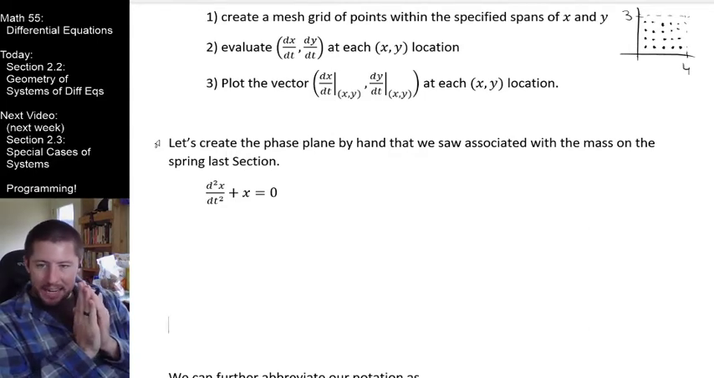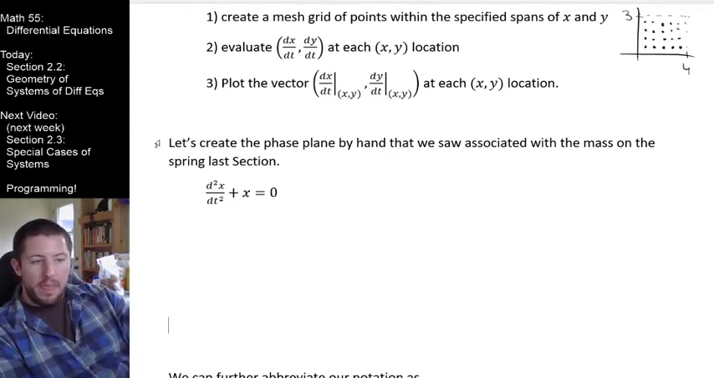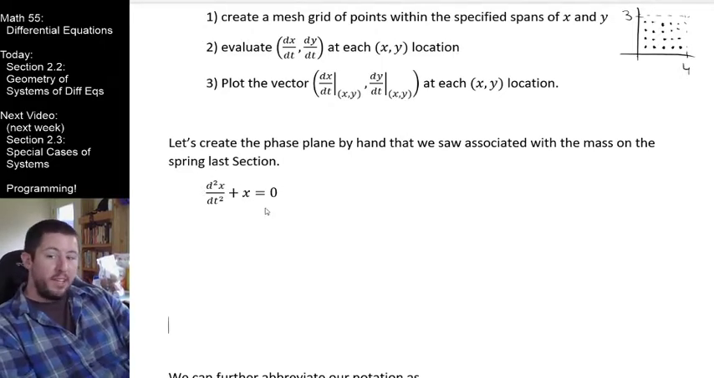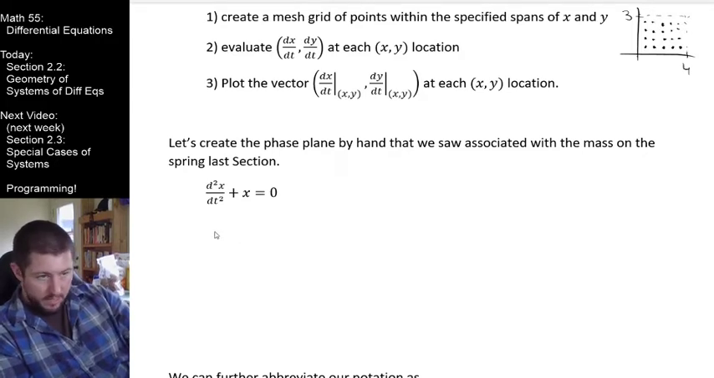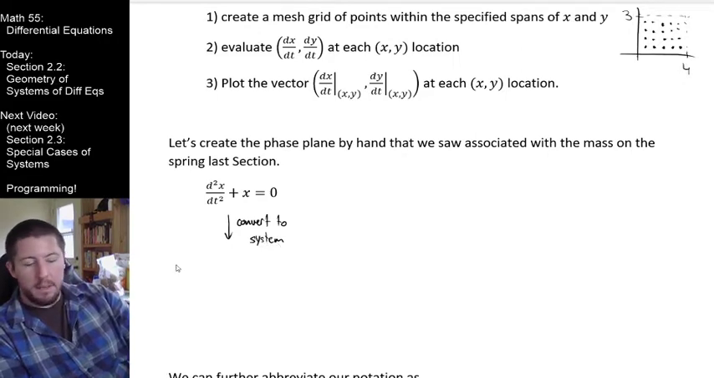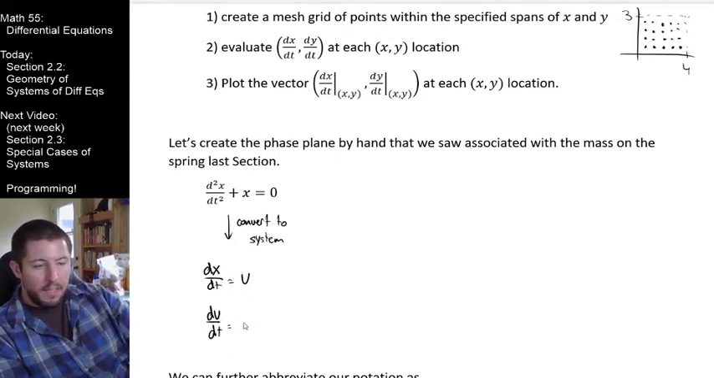That gave us this second order differential equation. Remember that we then said, it would be really nice if we could relate acceleration to position. And we said, well, there is actually a variable that does that for us. It's called velocity. So we converted this into a system by making a substitution. I said, well, I know that the derivative of position with respect to time is what we call velocity. And I know that the derivative of velocity with respect to time is what we call acceleration.